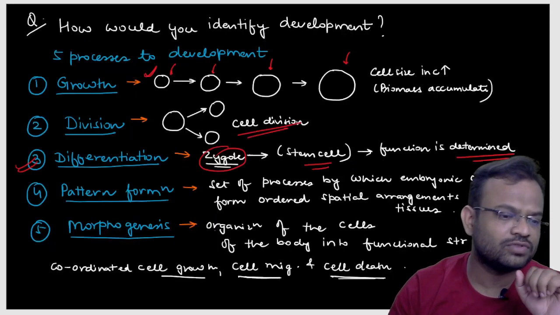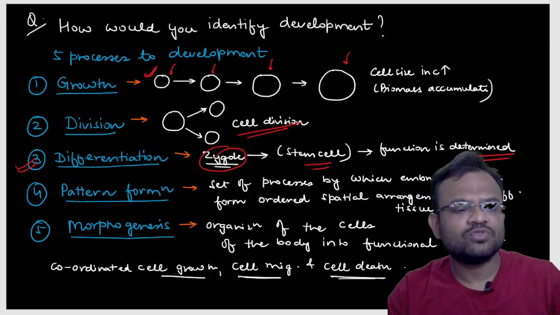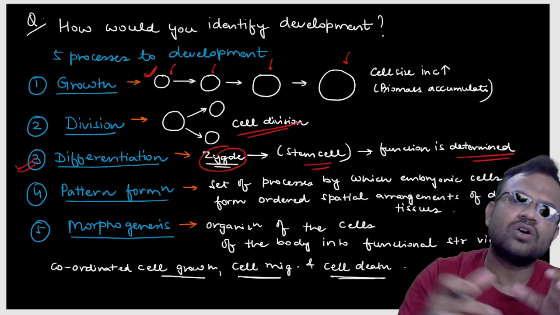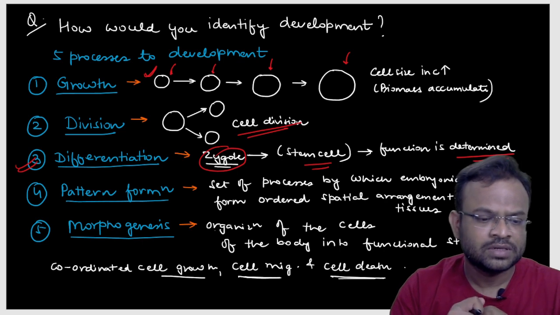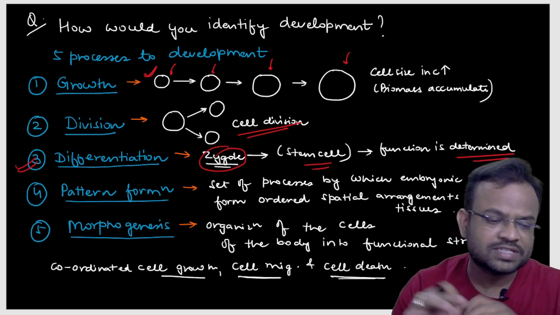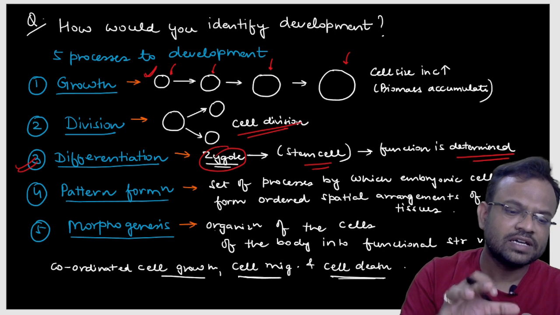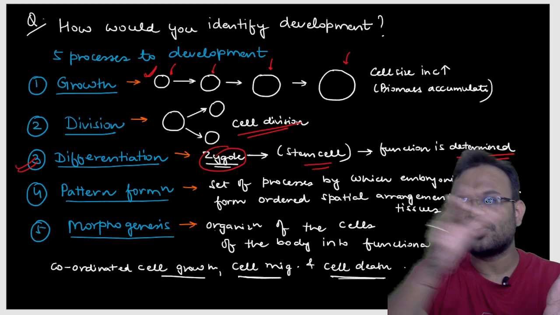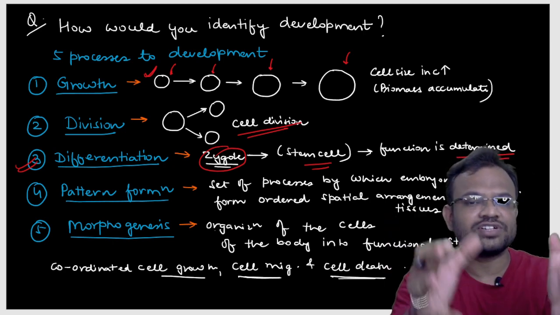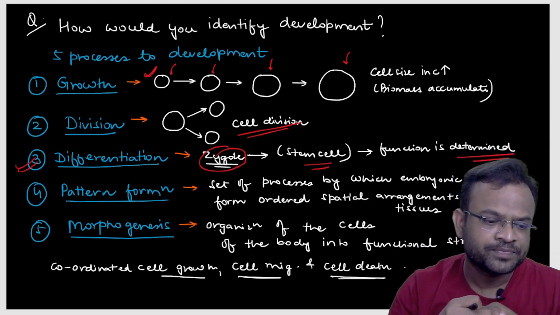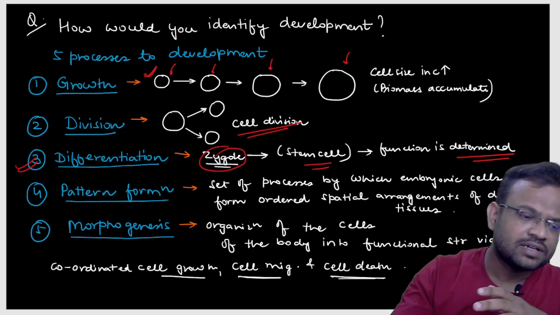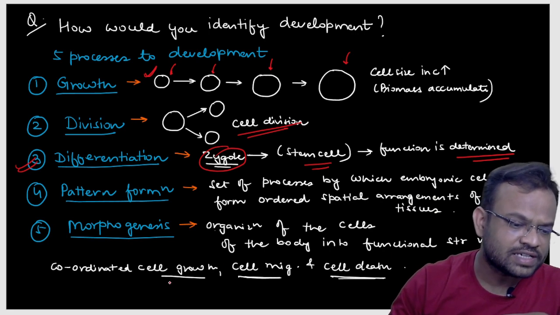Right? I believe you would have understood this also. Now let us move on to morphogenesis. What do you mean by morphogenesis? Morphogenesis is the organization of the cell. What do you mean by organization of the cell? Organization of the cell basically into functional structures. That means now the cells are organized into functional structures, or the structures that can perform different functions, or they can do different types of work. How is this done? This is done through coordinated cell growth, through cell migration, through cell death.